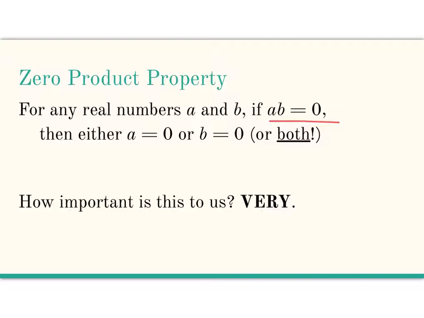And if you're skeptical about that, you can pause the video and try to come up with two numbers, neither of which is 0, that multiply to be 0. You can't do it. This is a very, very important theorem for our purposes because it will allow us to solve a quadratic equation by the use of factoring.